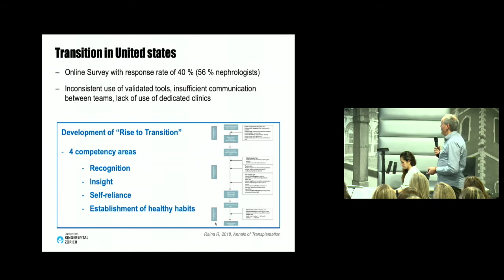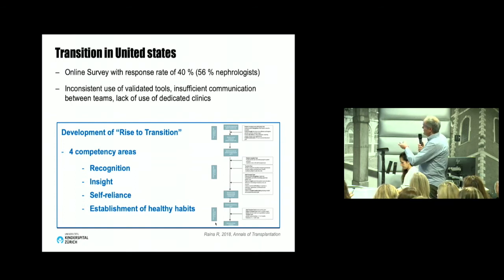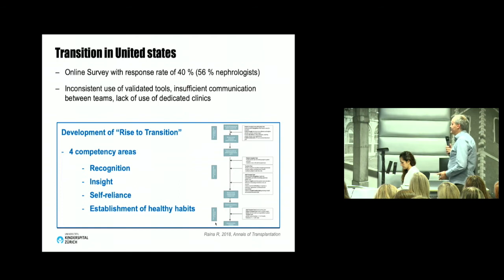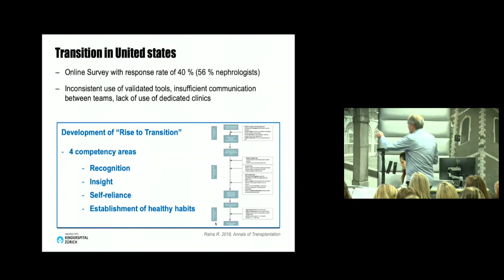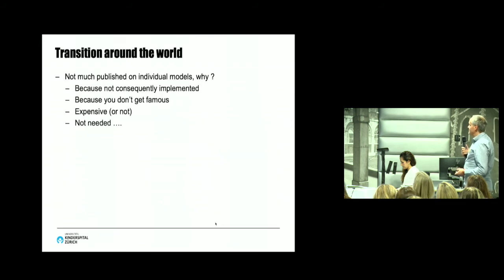So they worked out the development of RISE to transition. I'm sure you know this. These issues, and there are 4 competency areas described, as you can see here: recognition, insight, self-reliance, and establishment of healthy habits. And they end up, you can't read it, I'm sorry for that, with just a schedule of how to go through this time with the patients.